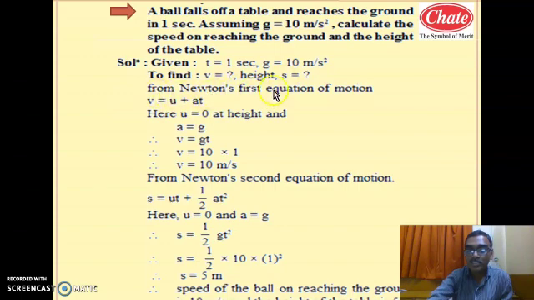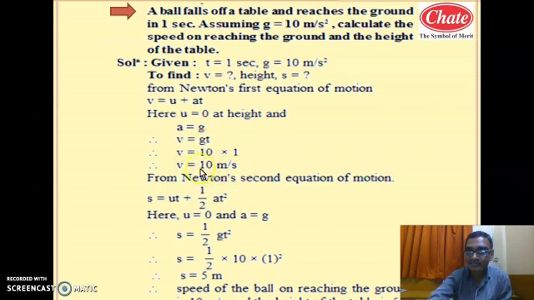From Newton's first equation of motion, v equal to u plus at. In free fall condition, meaning from top to ground, here a equal to g. So substituting u equal to 0 and a equal to g, your final velocity on reaching the ground becomes v equal to gt. g is 10, time is 1 second, hence the final velocity on reaching the ground is 10 meter per second.